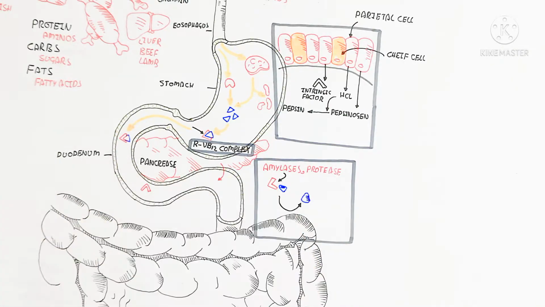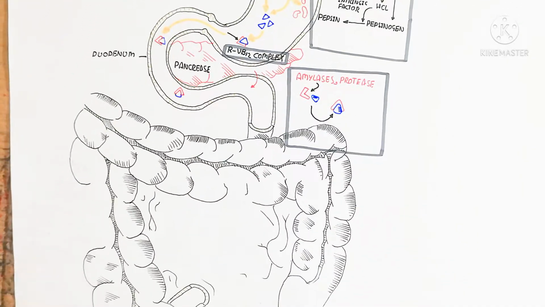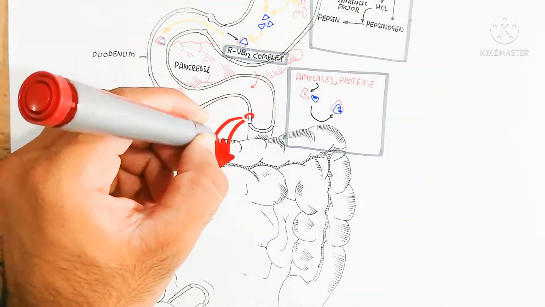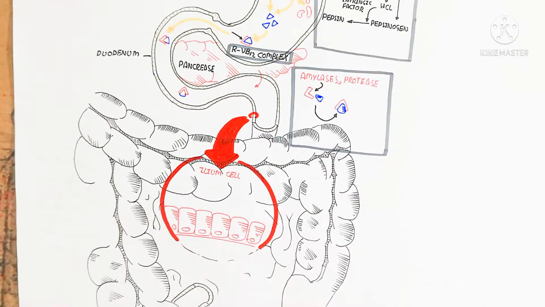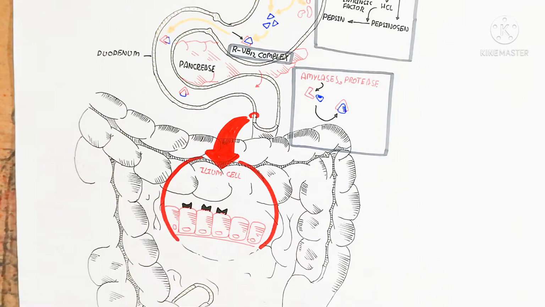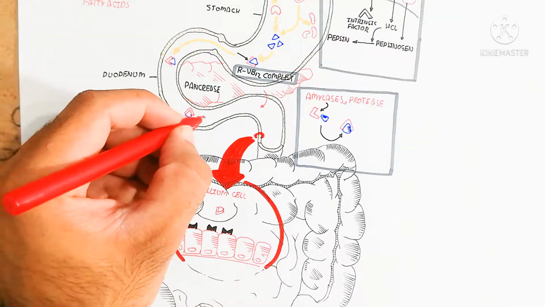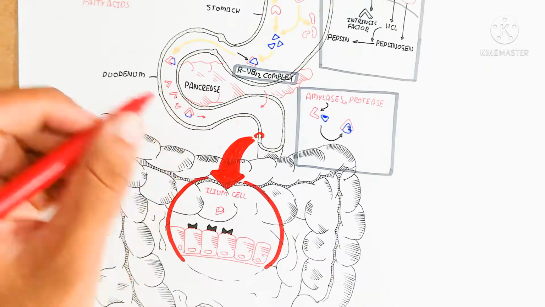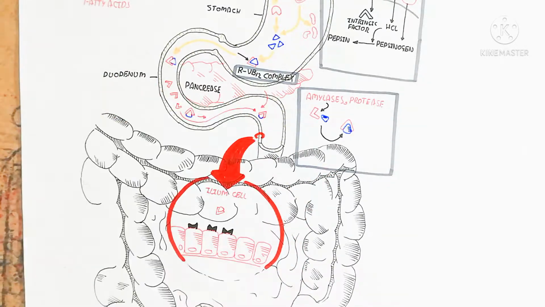This will lead to binding with the vitamin B12. Here you can see in this diagram the ileum, which is the absorption site. When the food goes into the ileum, the vitamin B12 goes along with it from the duodenum. Here is the ileum, and the vitamin B12 and intrinsic factor will bind again in the form of a complex.